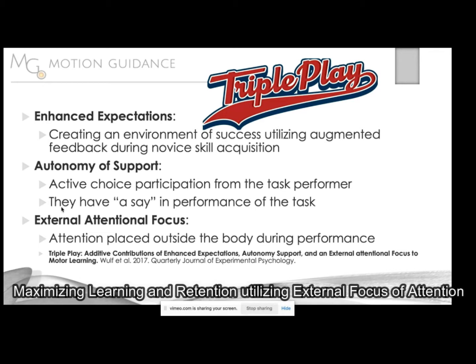The second component being autonomy of support. So having an active choice of participation from the task performer. They have a say in the performance of the task. So what we are doing today, I want you to have a choice in how you think that it might be best for you to perform today when you're learning a novice skill. And then you have external focus of attention. So the attention is placed outside the body during performance.